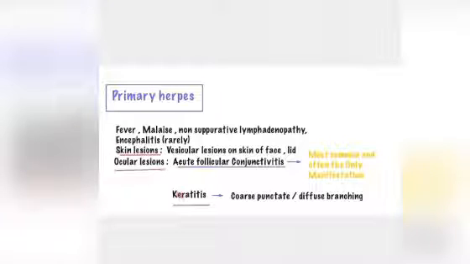While it also shows keratitis, which is inflammation of the cornea, which can either be a coarse punctate, like dot dot dot, or a diffuse branching, like branches. Next, the primary herpes usually is self-limiting, but yes, I told you again, the virus remains latent in the trigeminal ganglion causing recurrent herpes. After a period of time, due to some trigger, some stimuli, this virus becomes activated again and then it causes recurrent herpes.